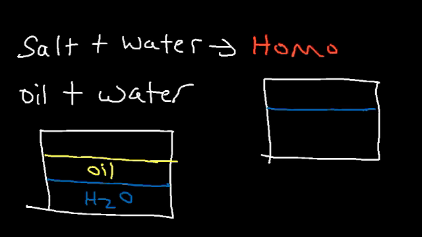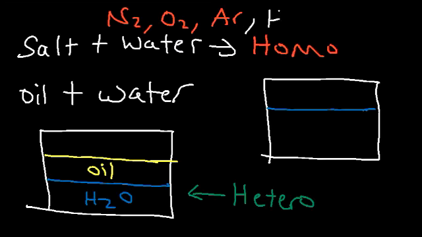Now what about air? Is air a homogeneous mixture or a heterogeneous mixture? Air is the air that we breathe, which is a mixture of nitrogen gas, oxygen gas, argon. You might have some water vapor and CO2. It's a homogeneous mixture of these gases. We have a uniform composition of gas in air.